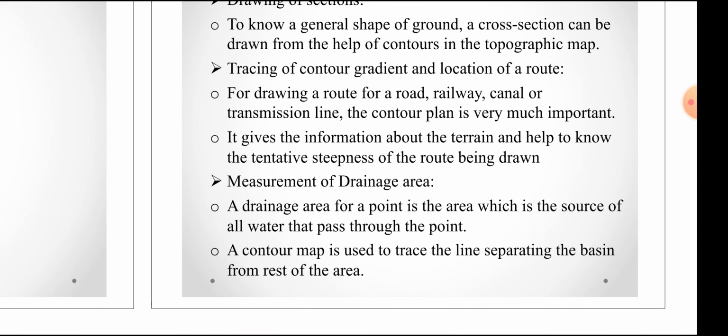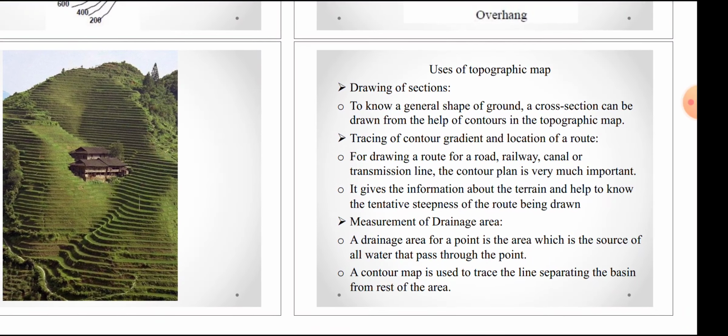Measurement of drainage area. A drainage area for a point is the area which is the source of all water that passes through the point. A contour map is used to trace the line separating the basin from the rest of the area.